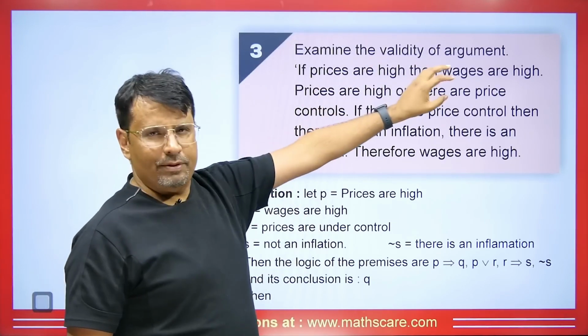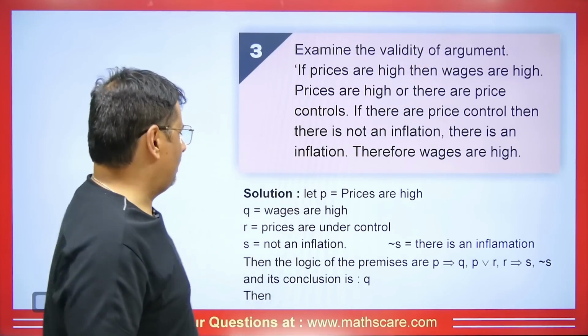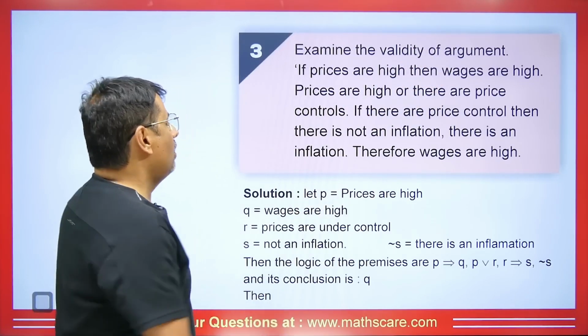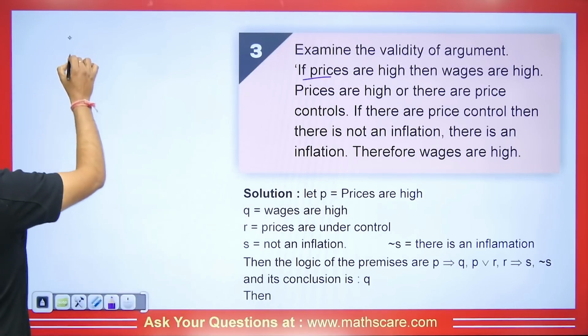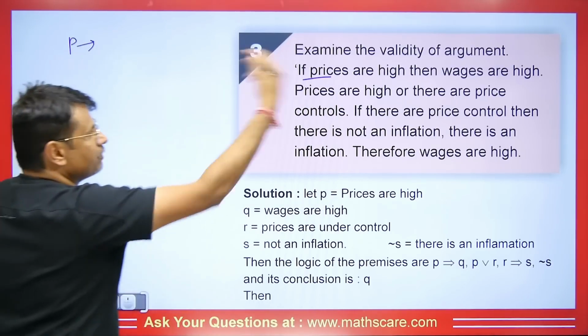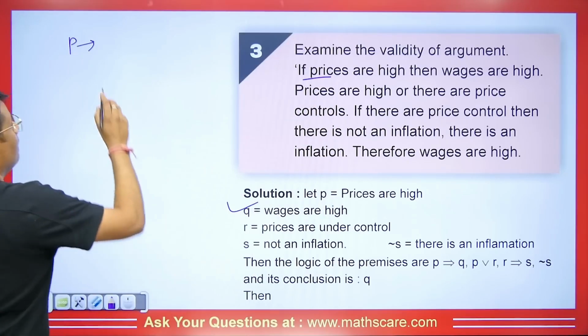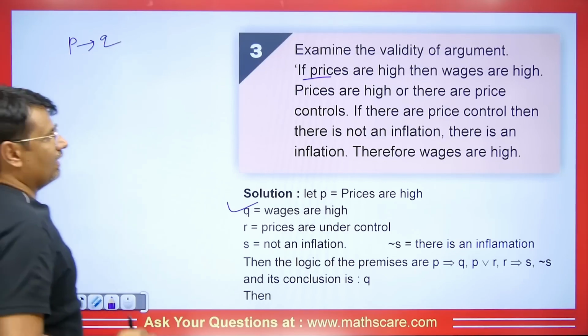So what we will do here, we will denote P as prices. Are you getting what I am trying to tell you? Here, if is given. And I want to tell you that when we say if, that means P implies Q, and Q denotes the wages, right? So here we will have Q, right?